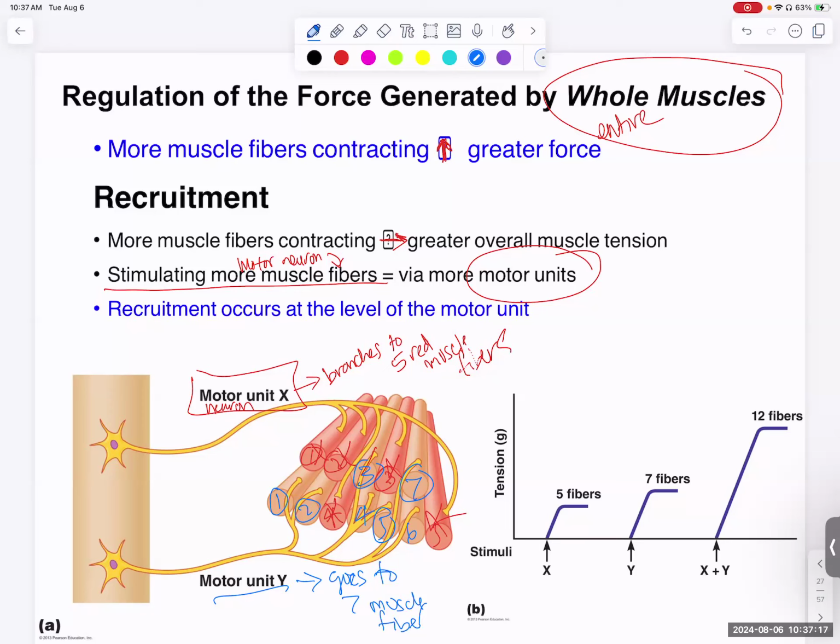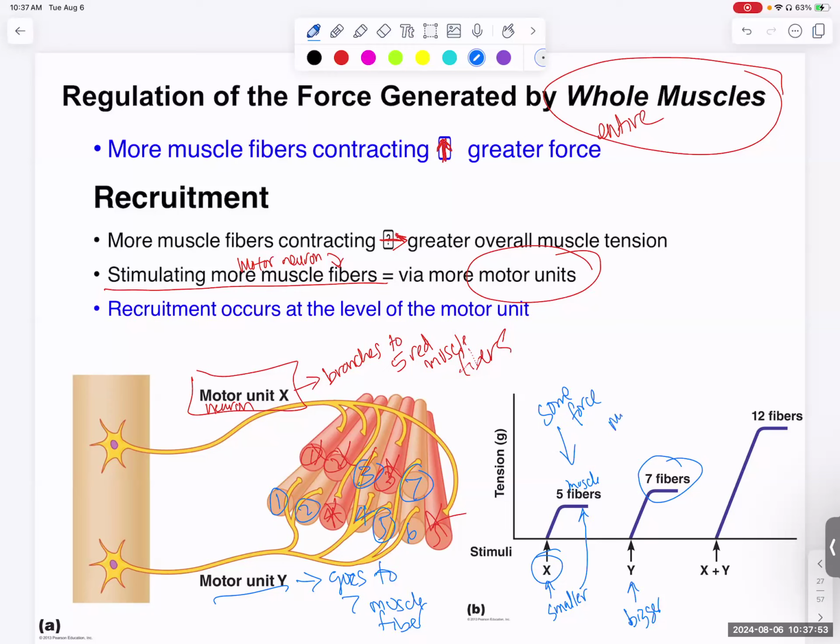So is motor unit X bigger or smaller than motor unit Y? Well, X is going to be smaller because it only has 5 muscle fibers. Motor unit Y is going to be bigger. It has 7. So if you want some force, you just activate motor unit X and those fibers start to generate cross bridges and contract.